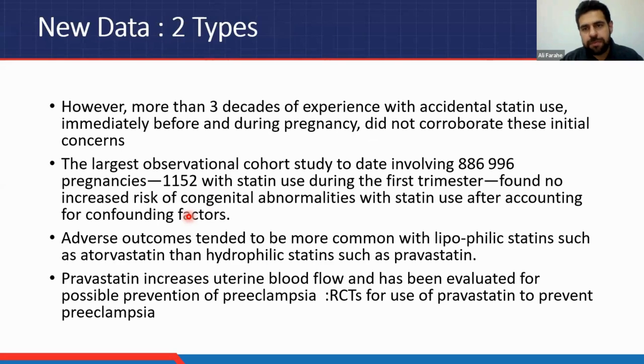However, we have two new types of data for statin usage in pregnancy. First is the accidental use of statins in pregnant females, and there are multiple meta-analyses. When these patients were followed, even on statins, there were no fetal effects when adjusted for different confounding factors. Secondly, pravastatin, which is a hydrophilic statin, has been used in at least 4 different trials for the prevention of preeclampsia. Obviously, the trials were a bit negative and preeclampsia was not prevented, but they did show the safety of pravastatin in pregnancy.